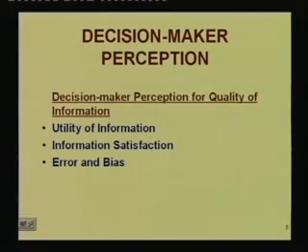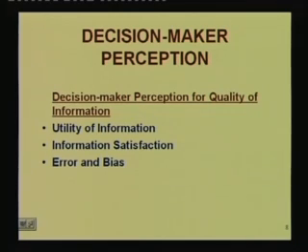So, it's a kind of utility of information. What is the use? Then information satisfaction is very important, because we have seen that ultimately it is whether the decision maker is happy or satisfied with the information that is available. So, information satisfaction is a very important idea. And finally, error and bias, which can be part of any information processing. How much error and bias is present in the particular information.